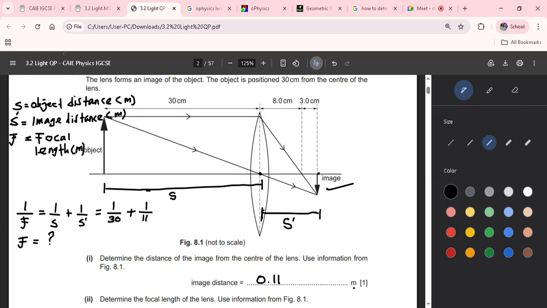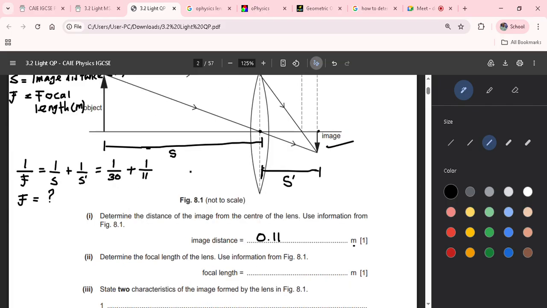Yes, it's 8, but 8 centimeters should be converted to meters because the answer is in meters, right? So it has to be 0.08, right?